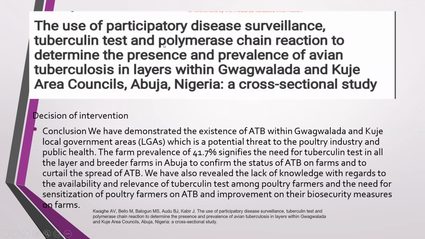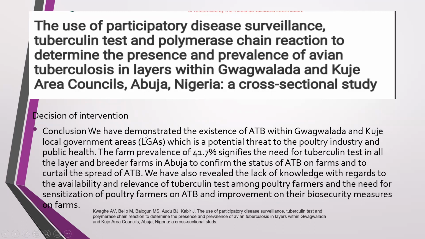Third is that these rates can help us in deciding on an intervention. For example, this paper was done for the surveillance of the tuberculin test and polymerase chain reaction to determine the presence and prevalence of avian tuberculosis in layers. And this study was done in Nigeria.